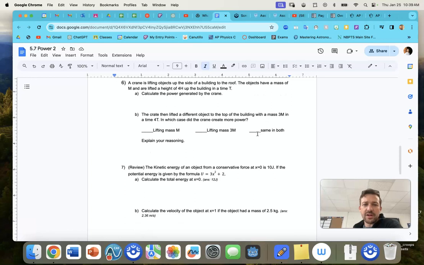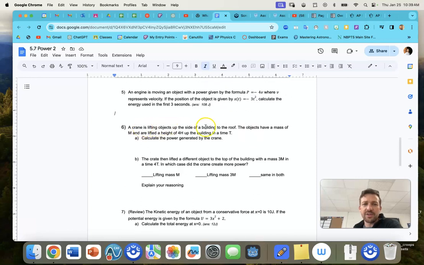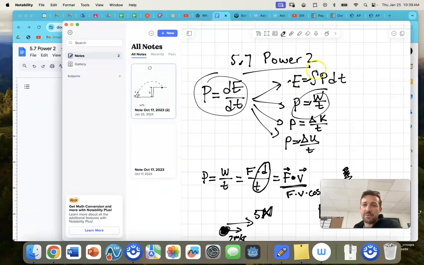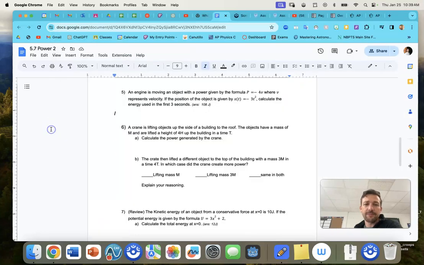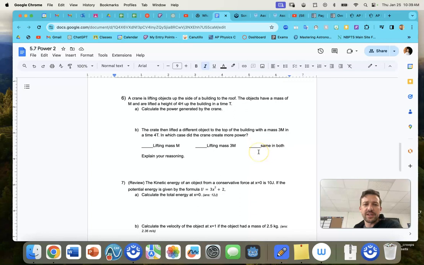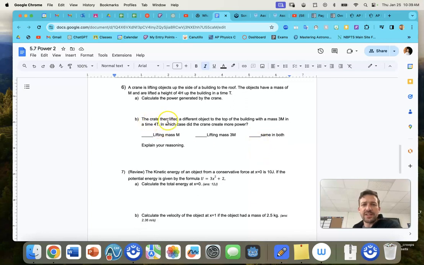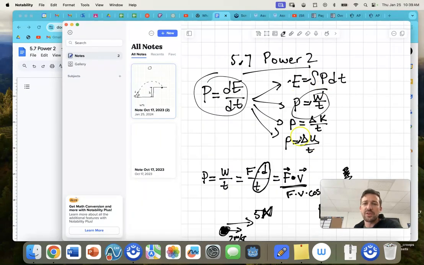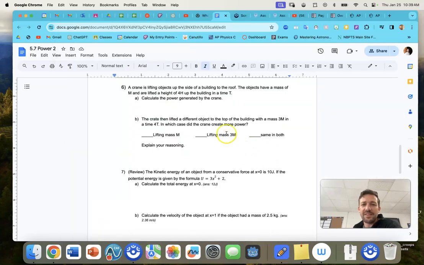Okay, and the rest of these are, let's see here. A crane is lifting an object to the roof. The object has a mass of m and is lifted a height h up to the building at a time t. Calculate the power generated by the crane. So remember, I'm going to tell you you're going to use one of these to calculate that. The crane then lifts an object to 3m. So you would want to use that exact same formula, whatever formula you use for part A, you would use for part B, and then you would compare what they look like, okay?